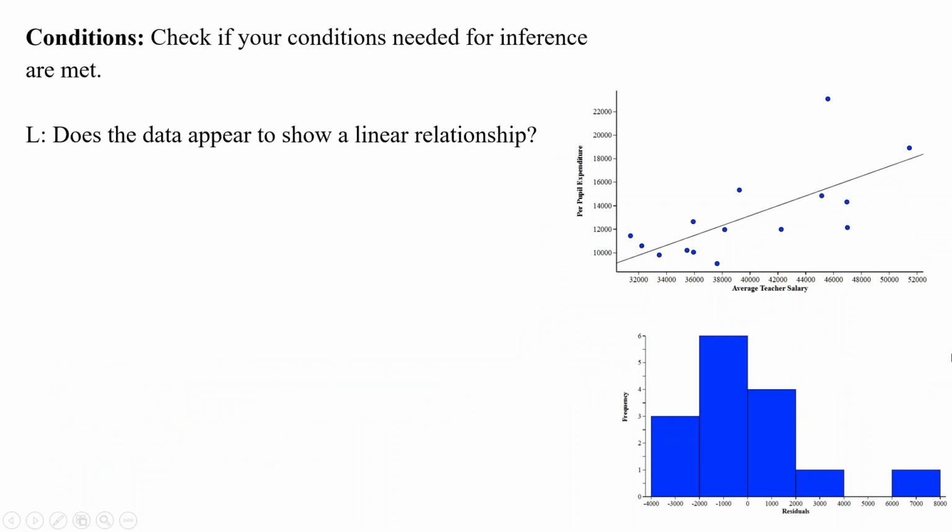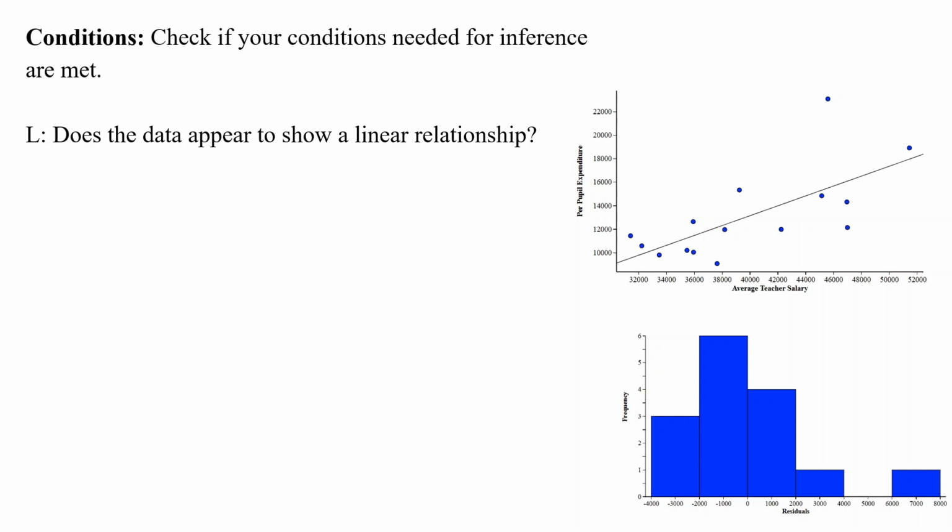Next is conditions. We want to check our 5 conditions and see if they are met and see if we can perform inference about them. Now, remember when checking conditions for an inference procedure, and this goes for all inference procedures in AP statistics, you want to say if they are met, and if they are, perfect. Usually most of them are.